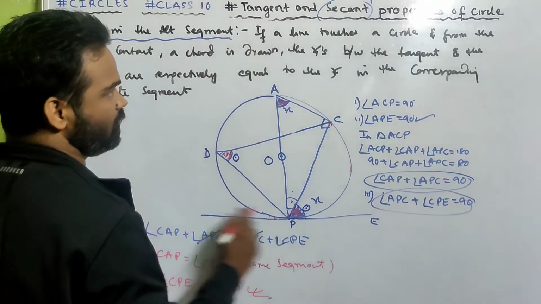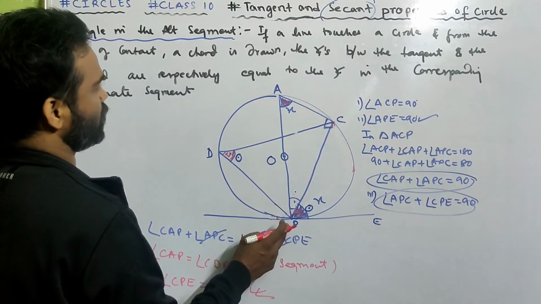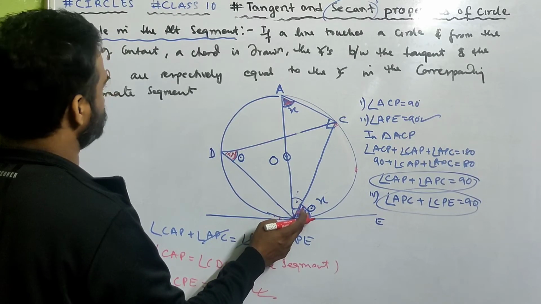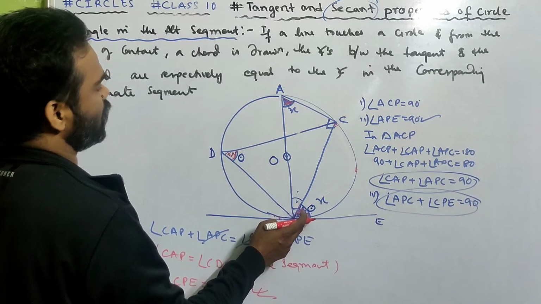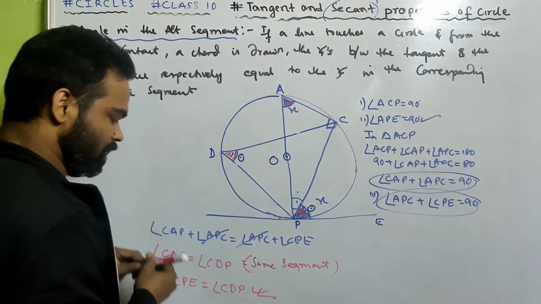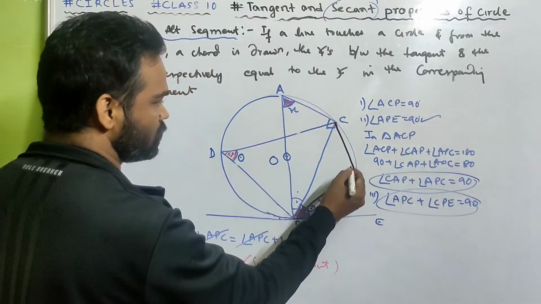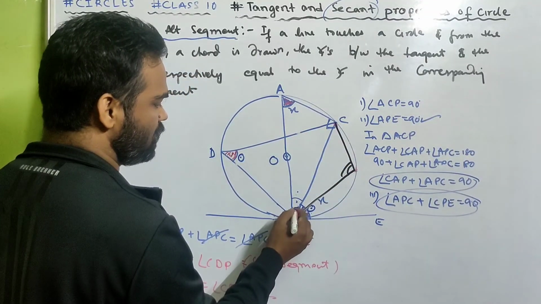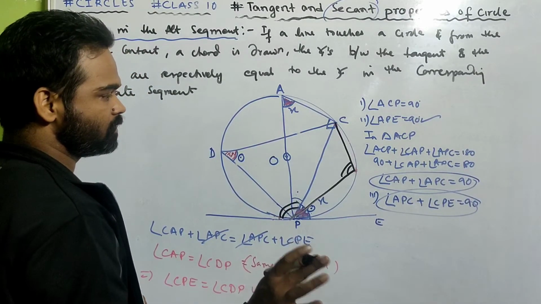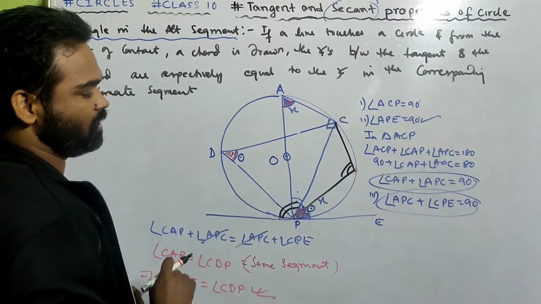Now look, if a line touches a circle at a point P and from the point of contact a chord is drawn, the angle between the tangent and the chord is equal to the angle in the corresponding alternate segment. Similarly, if we have something like this, then this angle and this angle will be equal. Remember this. Done? This was very easy. Now we have one more theorem. We'll look at this, okay?